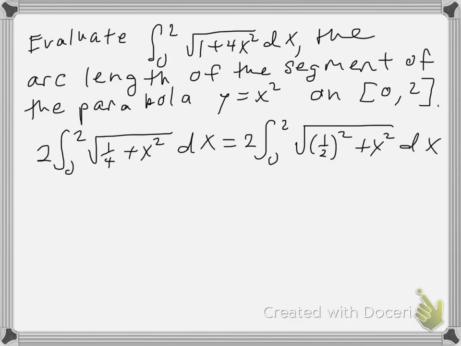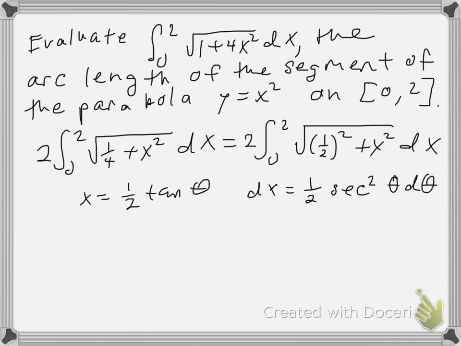Now the integral contains an expression a squared plus x squared, with a equals 1/2, which suggests that our substitution of x equals 1/2 the tangent of theta should be made. It follows that dx should be 1/2 the secant squared of theta d theta.